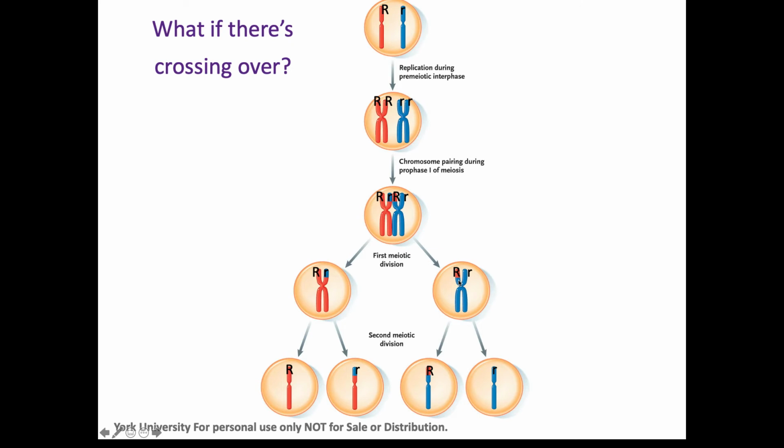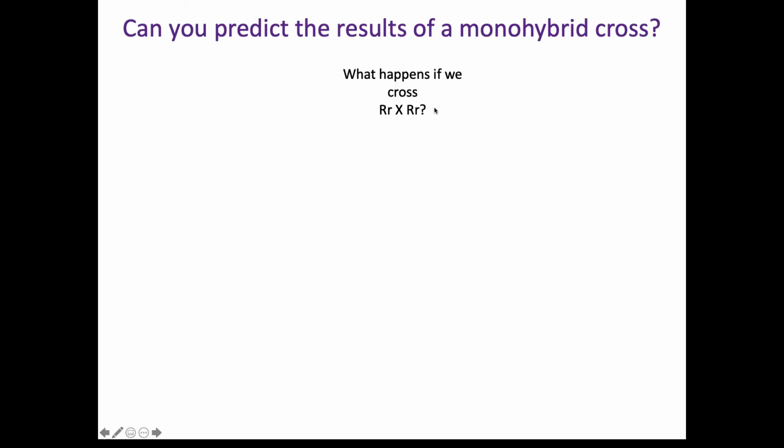These undergo meiosis 2, and you end up with 2 gametes or daughter cells that have the round allele and 2 gametes or daughter cells that have the wrinkled allele. So the outcome, 50-50, is still the same. Now let's get back to our question of what happens when you do a monohybrid cross.